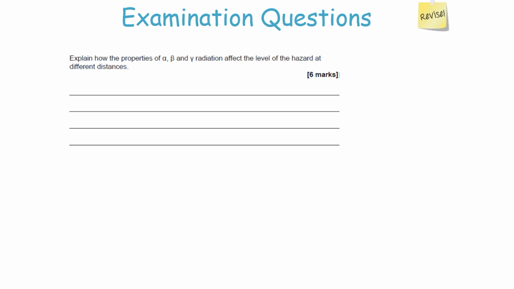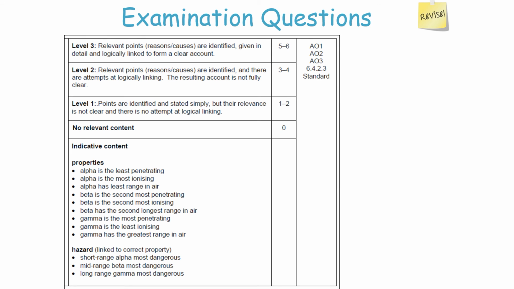Right, so it's very, very important you know the properties of alpha, beta and gamma, and then you can link this into the hazard. So what do you know about alpha radiation? Well, alpha is the least penetrating of the radiation, so it has the shortest range in air, but it's the most ionizing. Now beta is the second most penetrating, but also the second most ionizing, so it will have the second longest range in air, whilst gamma is the most penetrating, so has the greatest range in air and can travel the furthest, but gamma is the least ionizing. It's going to cause the least amount of damage.